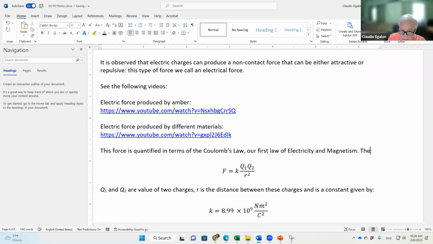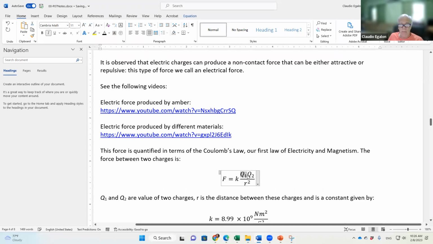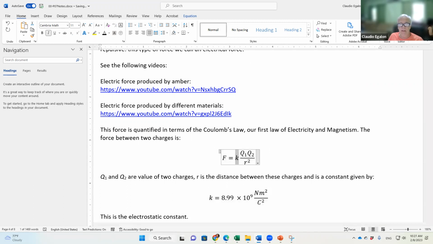The force between two charges is the value of charge number 1 times the value of charge number 2, divided by the distance squared. And we still have a number here, a universal constant that has this value here, which has been measured in the laboratory. You don't have to memorize this number, but you must know that there is this constant here.